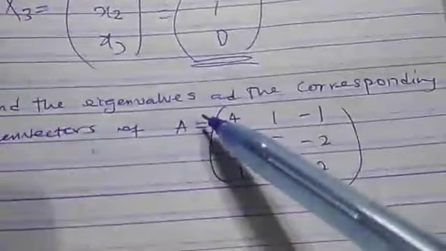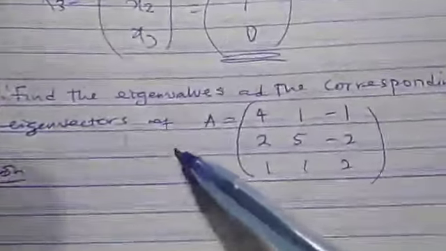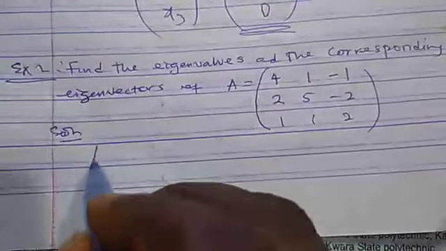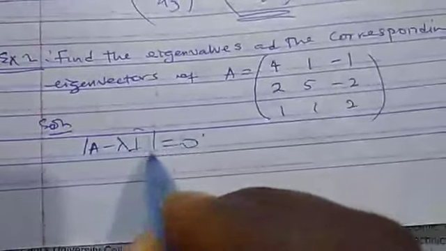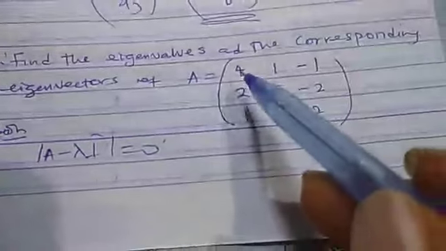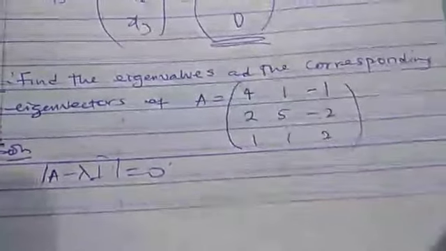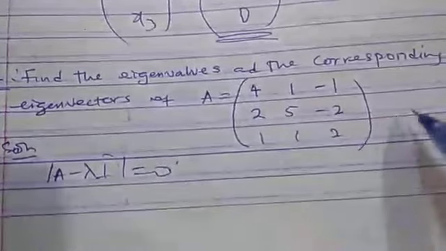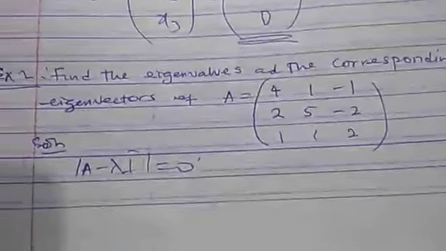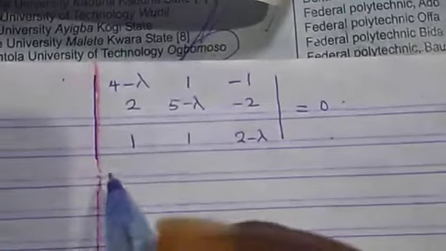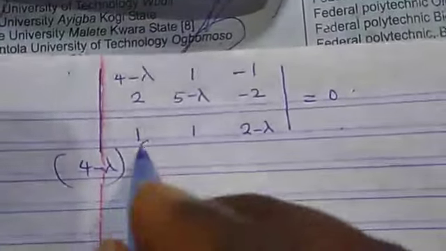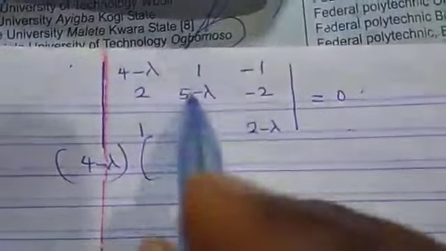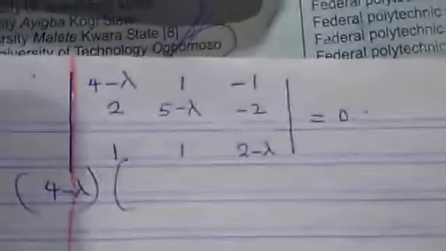Now, example 2. Find the eigenvalues and the corresponding eigenvectors of this matrix. So for the eigenvalues, we consider the characteristic equation: A minus lambda I is equal to 0. That is, we subtract lambda from this diagonal and we equate it to 0, so that we have this. Now from that place, we find the determinant of the matrix. And how do we find it? Multiply this together.